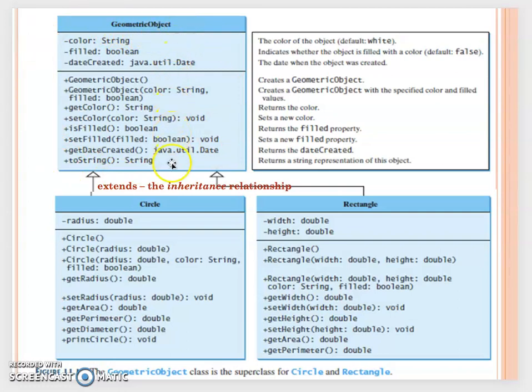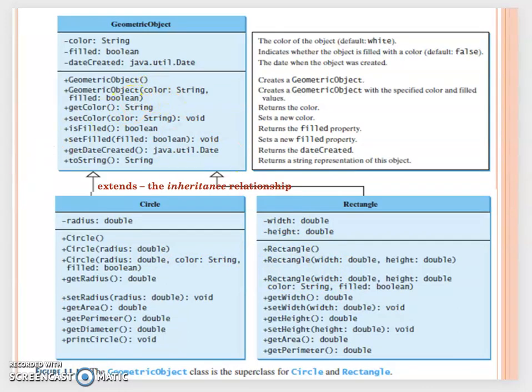That's our superclass. In order to demonstrate the inheritance relationship in the UML diagram, we use the arrow. The arrow you see here points to the superclass. That means the child class is extended from the superclass. So the same thing here, you will see the circle and the rectangle inherited from the geometry object class.